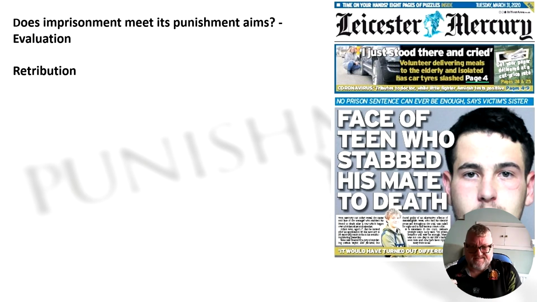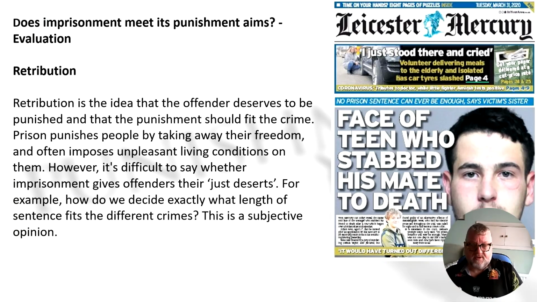So if we take the aim of retribution, it's the idea that the offender deserves to be punished and that the punishment should fit the crime. Well, prison punishes people by taking away their freedom and imposing unpleasant living conditions on them. However, it's difficult to say whether imprisonment gives offenders their just deserts, so whether it gives them real retribution. For example, how do you decide exactly what length of sentence fits the different crimes? It's a purely subjective opinion. So something to consider, something to argue if you're evaluating.